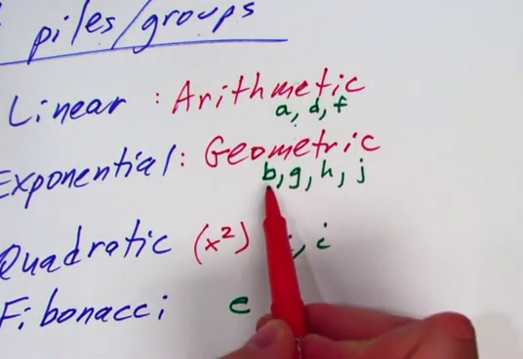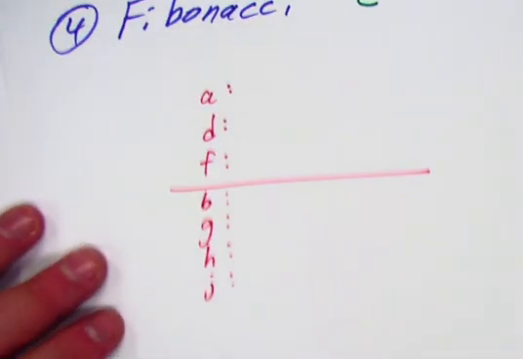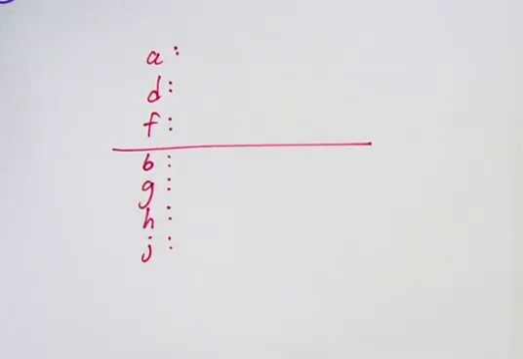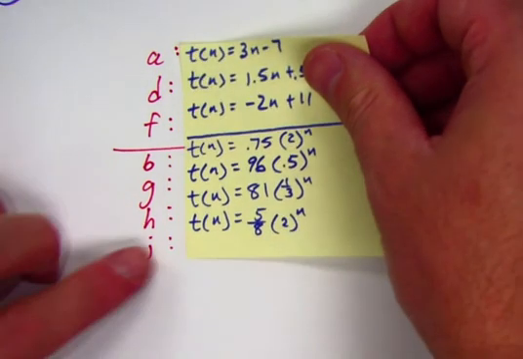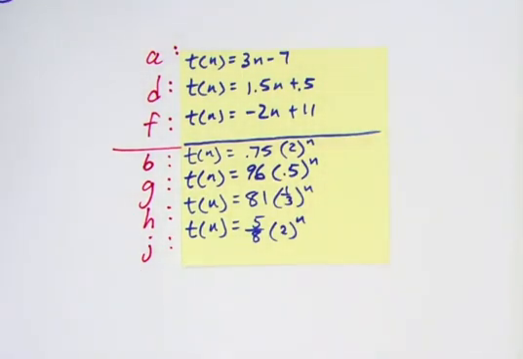Going back and looking at these sequences, A, D, F, B, G, H, and J, you need to write the equations for them. I've got them listed down here. I'd like you to pause the video now and come up with those equations. In a moment, I'm going to put up the answers. So pause now. And here are the solutions now that you've had a chance to work. These are the equations that you should be coming up with for the 7 different types of sequences. Now that you've got that finished, you should be pretty good at writing equations for these.